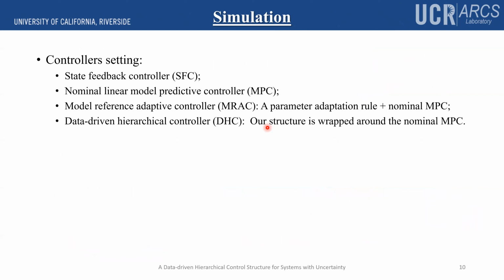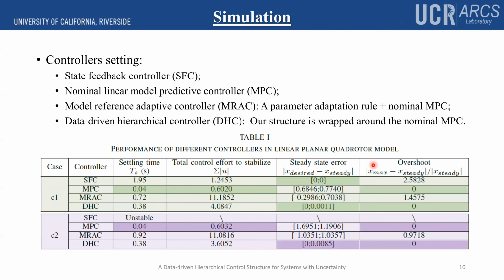Other than our structure, we design three other controllers for comparison: the typical state feedback controller, the nominal linear model predictive controller, and the model reference adaptive controller, which is a parameter adaptation rule combined with the nominal MPC. As shown in this table, we mark the best performance with a darker color.